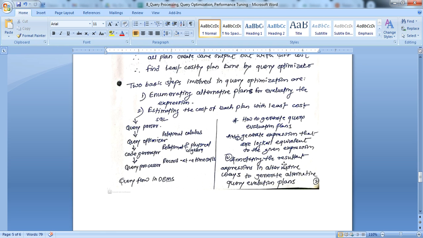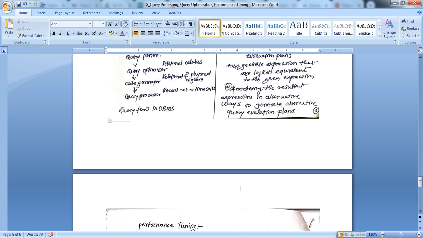Then annotating the resultant expressions in alternative ways generates alternative query evaluation plans. We generate different types of expressions which give the same result, and from the given plans we select the best one, or the efficient one. That is simply the explanation.